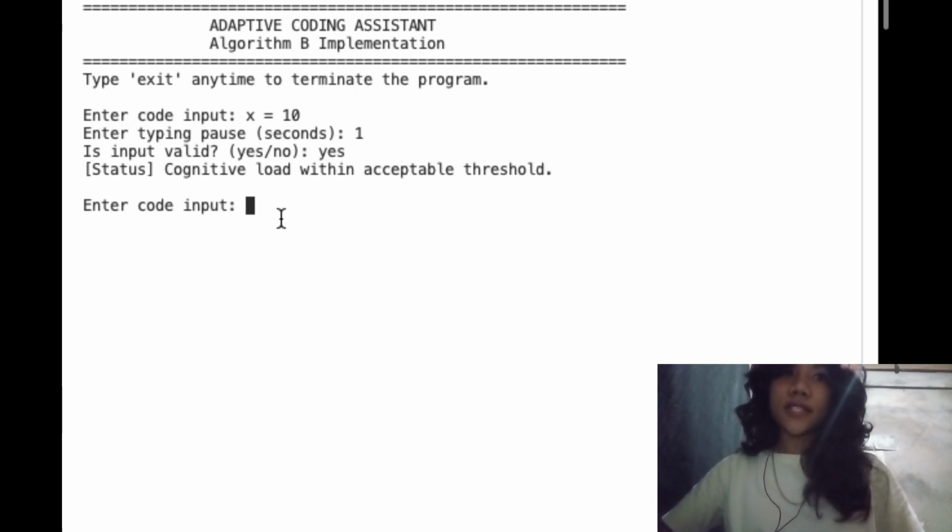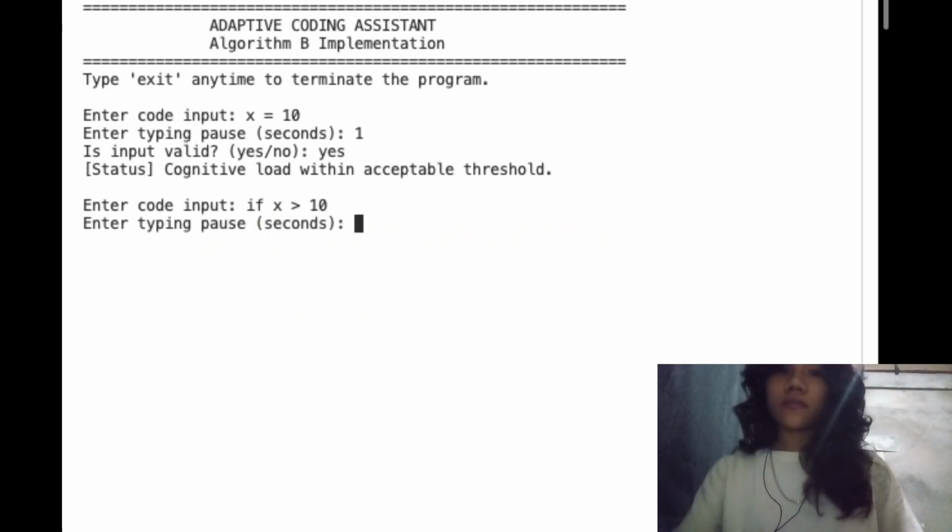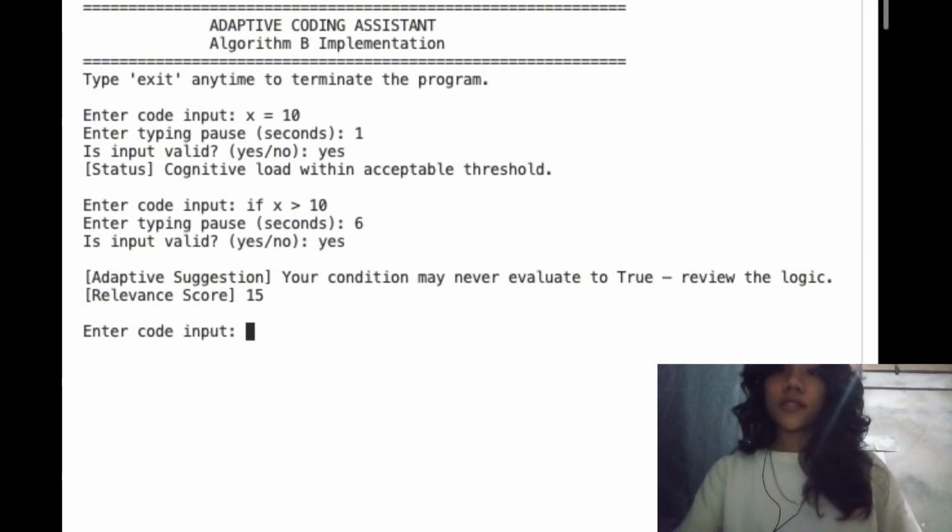Now let's simulate a hesitation. I'll type in an if statement. Then put 6 as pause time. Even though the code is valid, the 6-second pause triggers a suggestion.